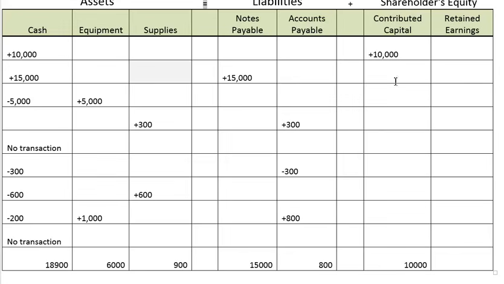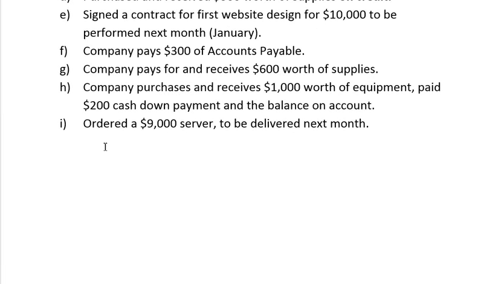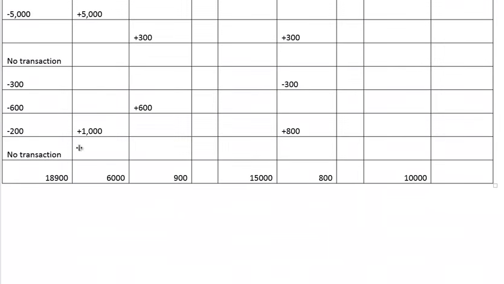So now, what's the last thing we see here? If we go back up here, our last item here, we ordered a $9,000 server and it's going to be delivered next month. Again here, a little tricky, there's no transaction. Why? All you did was place an order. You never got the server yet. So there's been nothing received, nothing paid for. All you did was place an order. While it's a legitimate business transaction, it doesn't affect the accounting equation. So here we're going to say no transaction.